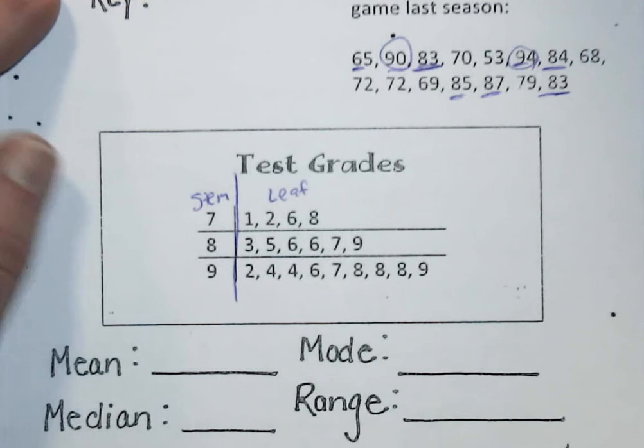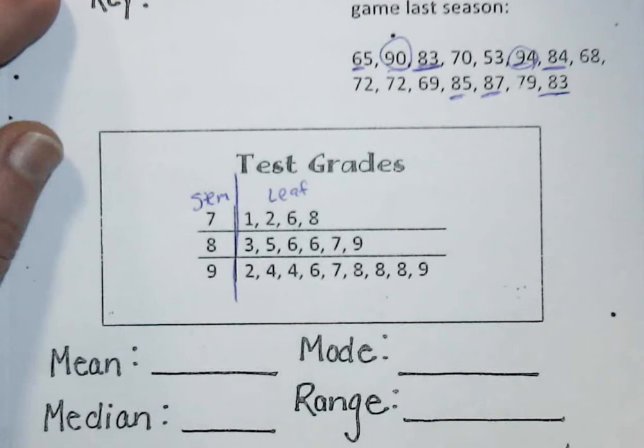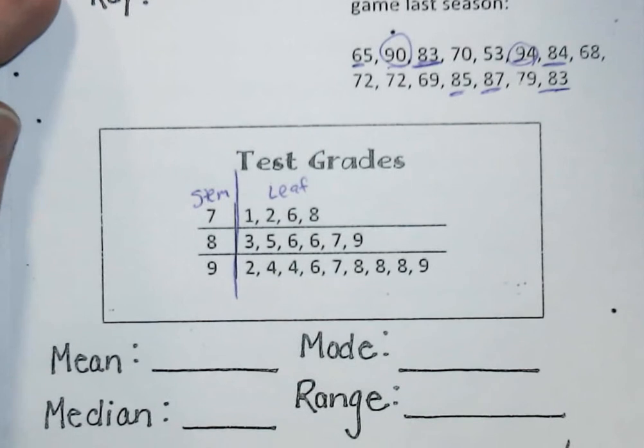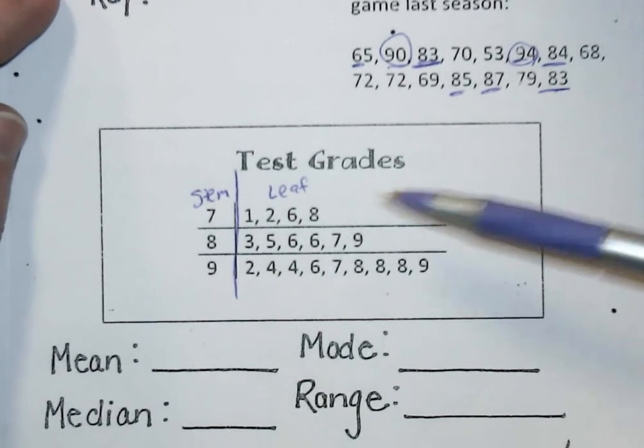So let's just do that real quick. Let's do it in order, because when we want to find mean, median, mode, and range, we always put our numbers in order first, and sometimes it's easier to see in a list, or you can use them in a stem and leaf plot.